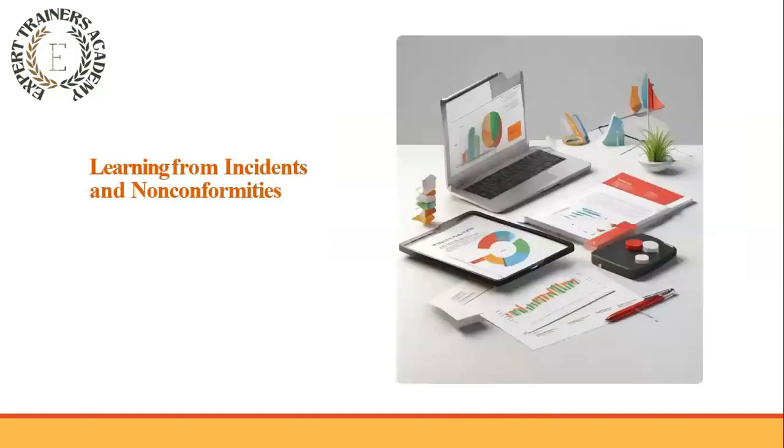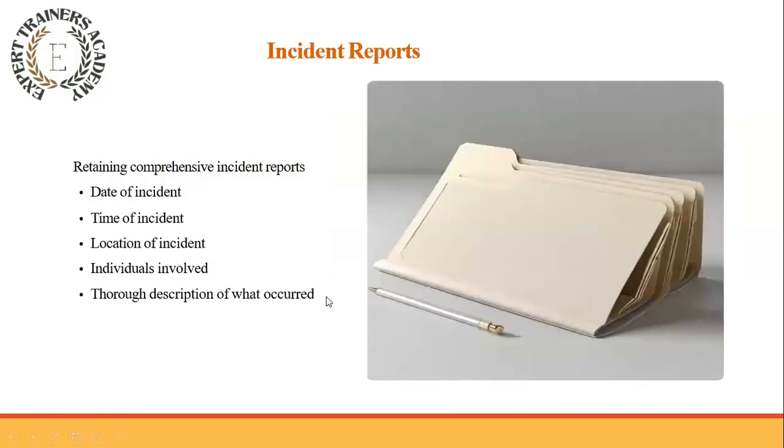So learning from incidents and non-conformities. The last one, incident reports. In the incident report, the accident investigation report, there will be the date of incident, time of incident, where the accident happened, and who are all the individuals involved in the accident, which has to be recorded. There is also a description of what caused this accident, the immediate cause, root cause, cost determination of the accident, and what control measures we have proposed. All these things will be listed out in the incident report.